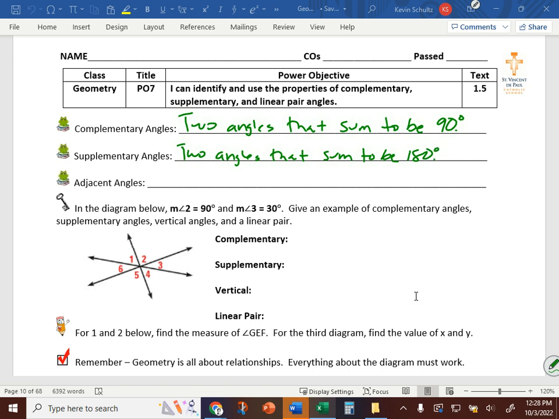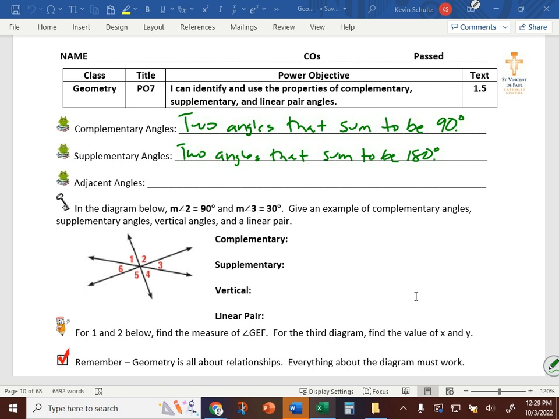I oftentimes say, I don't know if I said this at the start of geometry or not, but basically, if you can add or subtract to 90, 180, or 360, that's like half of geometry, because there's so much that goes along with 90 degrees. Think right angles, now complementary angles. So much goes along with 180 degrees. Think the degrees in a triangle, straight angles, now supplementary angles, and 360: circles, quadrilaterals, right? There's a lot that goes into those numbers. Those are kind of the main ones here.